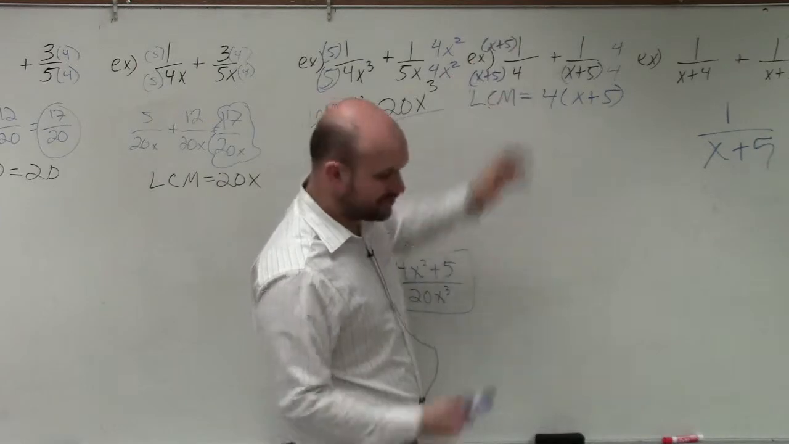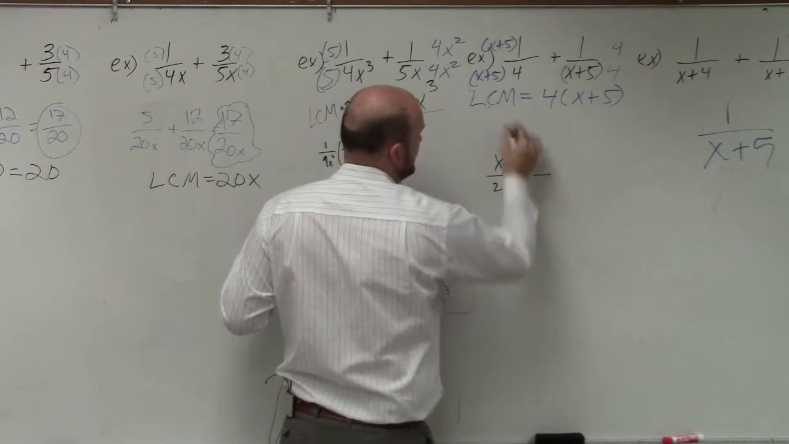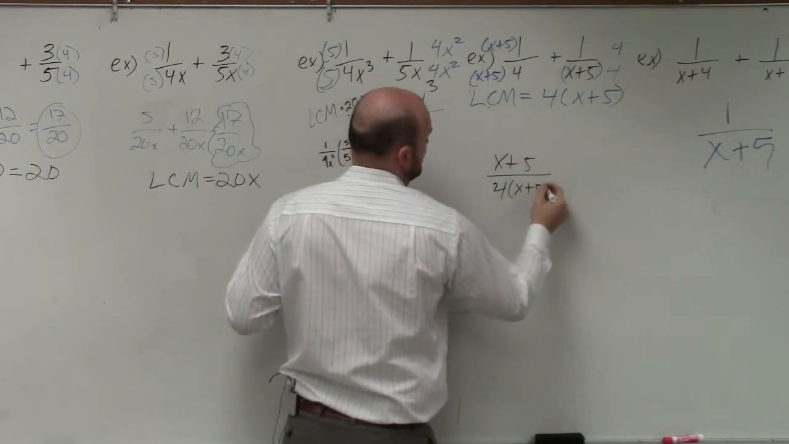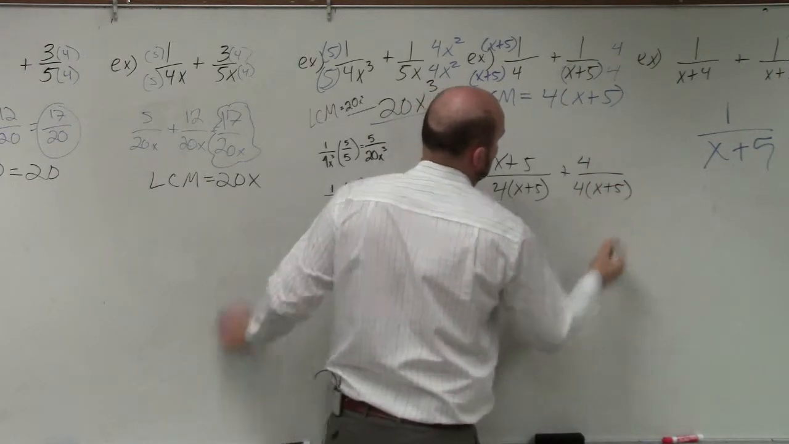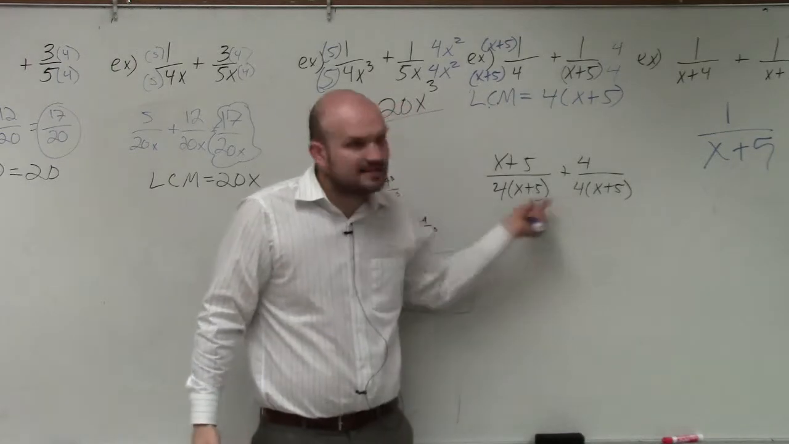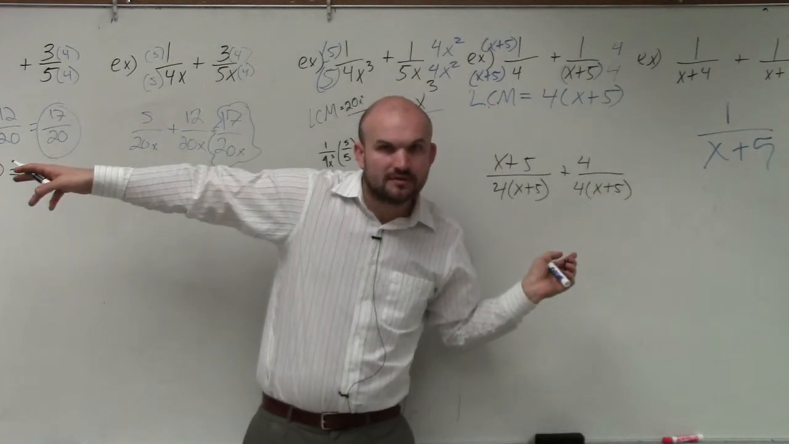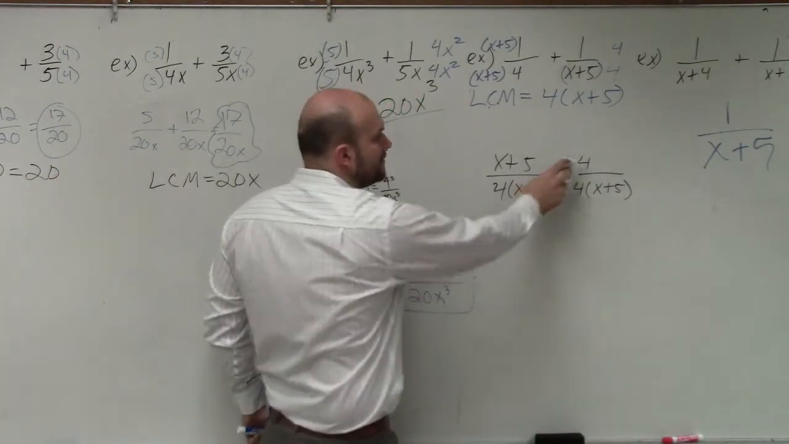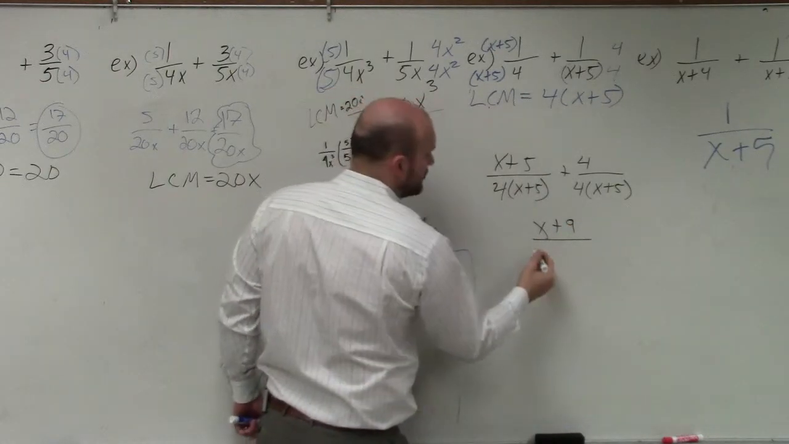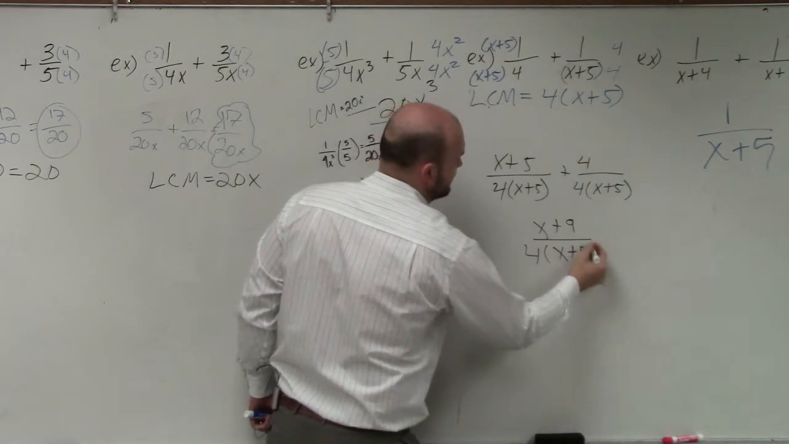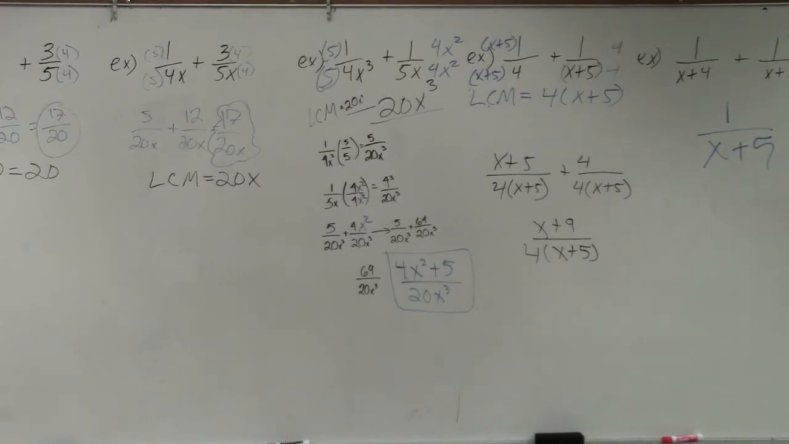So now we apply the distributive property. Over here, I have x plus 5 over my least common multiple, which is 4 times x plus 5, plus 4 over 4 times x plus 5. So now you can see, do these have common denominators, like the first 3 examples? Yes, they do. So now we can just combine them. 4 plus 5 is 9. So x plus 9 divided by my common multiple, which is 4 times x plus 5. That's it.